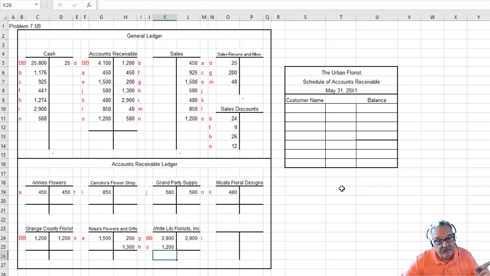So I'm going to stop the video. I want you to balance out accounts receivable, figure out what the balance is, balance out each one of the accounts receivable ledger accounts, and then prepare a schedule of accounts receivable over here. And I will have the solution for you, and you can compare. I'll be right back.